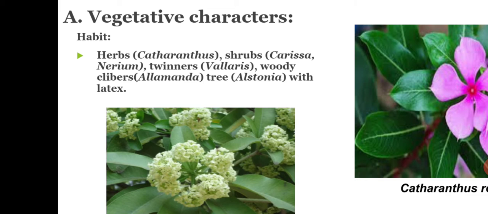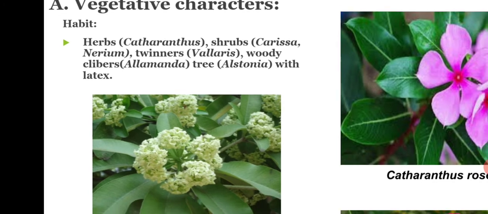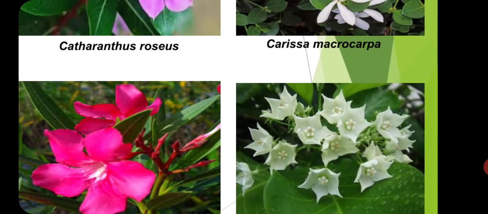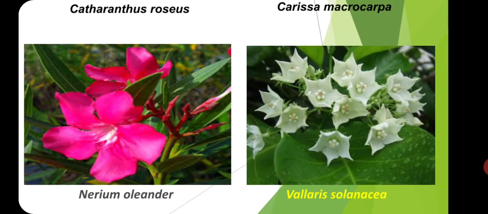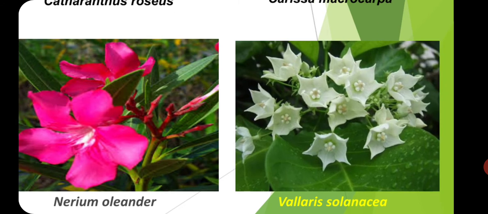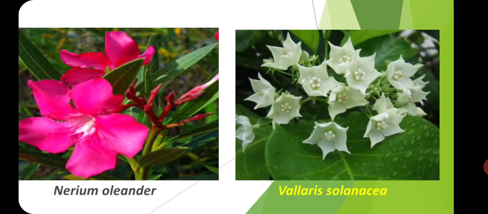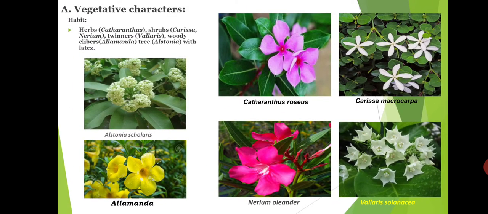Next are twiners, meaning climbers. An example is Vellaris solanaceae, because the plant's appearance, with these white flowers, resembles that of a Solanaceae plant, but if we watch closely, you can see the characteristics of Apocynaceae. This is also with some medicinal properties, some species are poisonous, and it also grows as an ornamental.